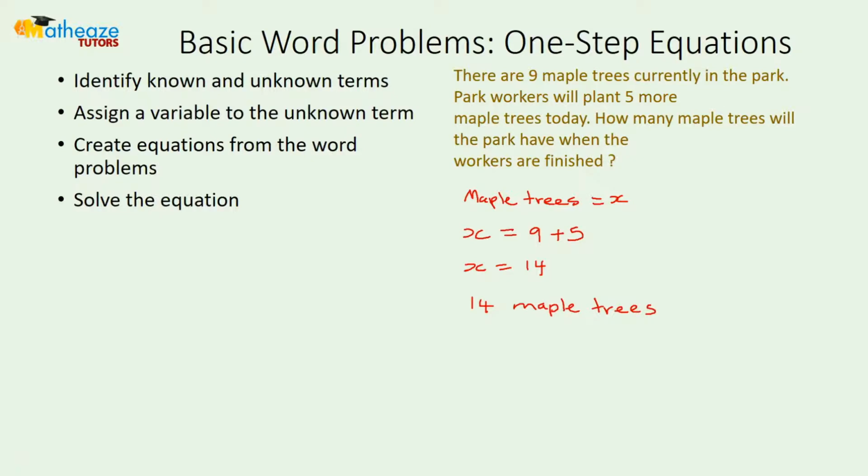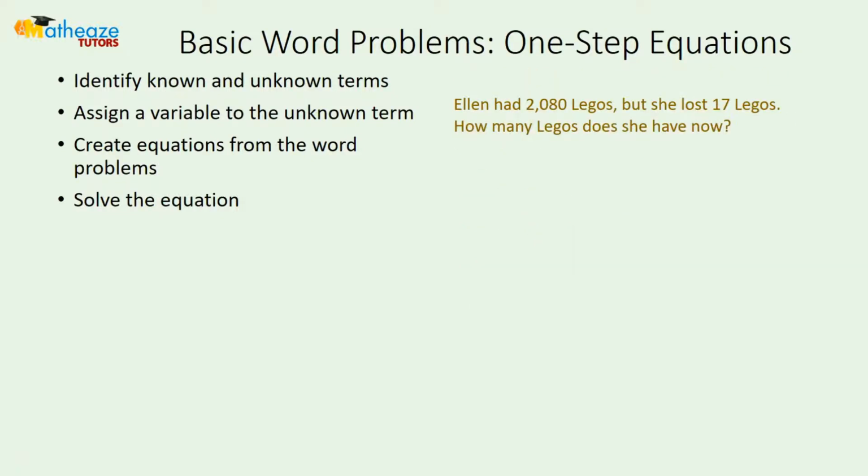Okay, let's look at another example. This example reads: Ellen has 2,080 Legos, but she has lost 17 Legos. How many Legos does she have now? So the number of Legos is unknown, so we can assign the variable x. What we know from the question is that she started off with 2,080 and she lost 17. That's going to give us the number of Legos she has left.